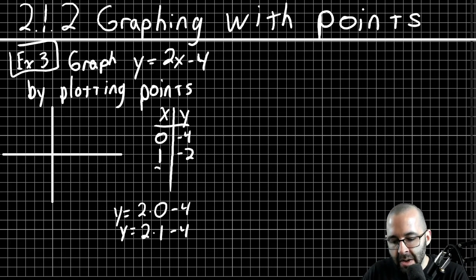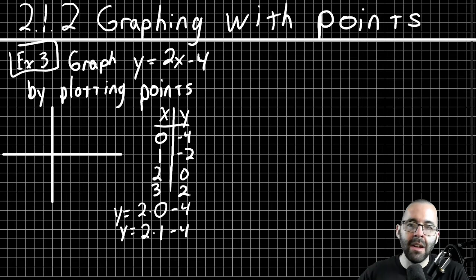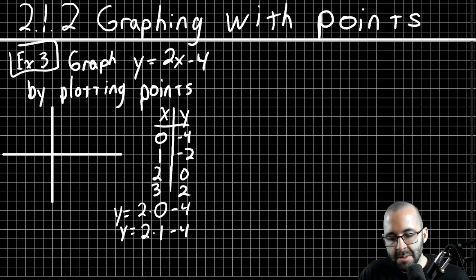And then you can keep on going, do the same thing for 2, you're going to get 0, do the same thing for 3, you're going to get positive 2, and so on. And you can just plug in as many points as you want until hopefully, if you plot all of these, you get a good idea of what it looks like. So let's plot these points.